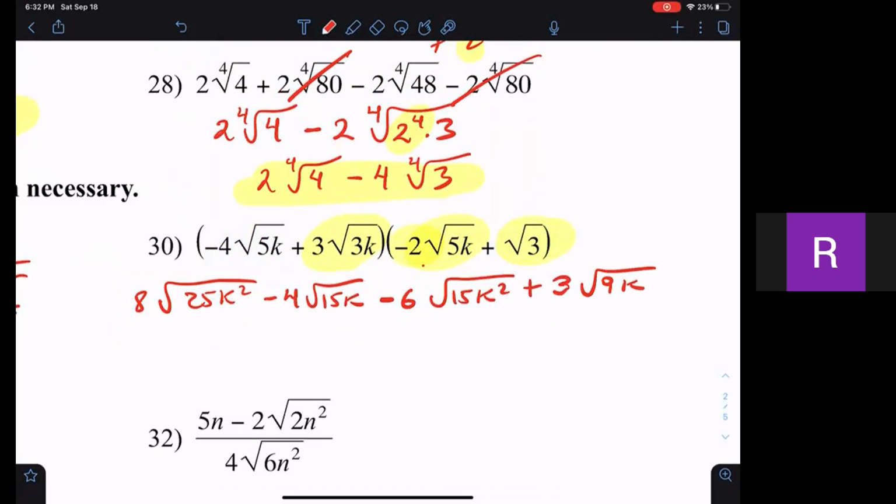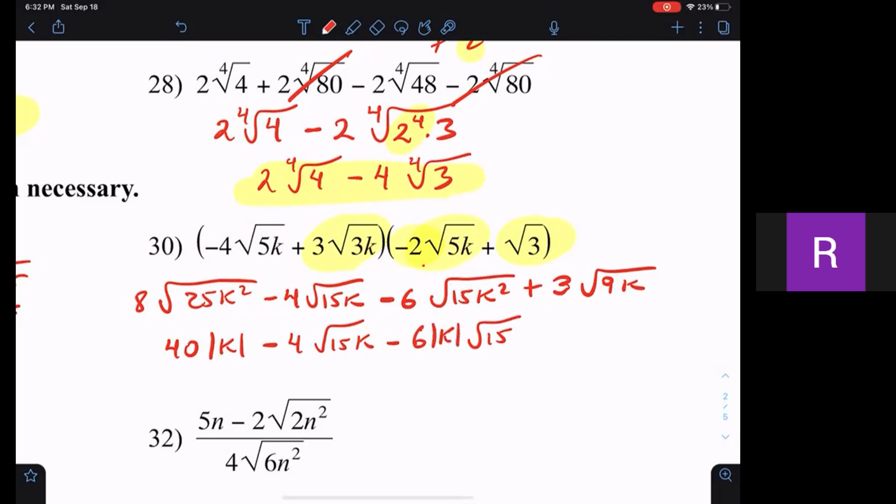The square root of 25 is 5, so that's going to be 40. K squared comes out, but because the index is even, I have to put the absolute value of k. Minus 4 root 15k stays as it is. Negative 6, the 15 stays inside. The k comes outside, but it comes from an even index, so I have to put the absolute value. And then here I have 3. The 9 comes out, so that's going to be 9, and the k stays inside.